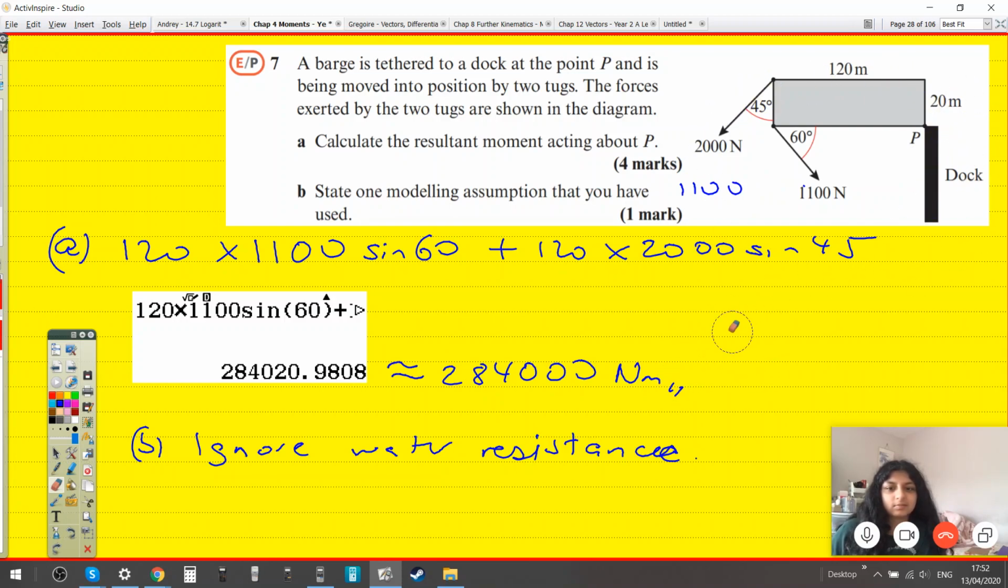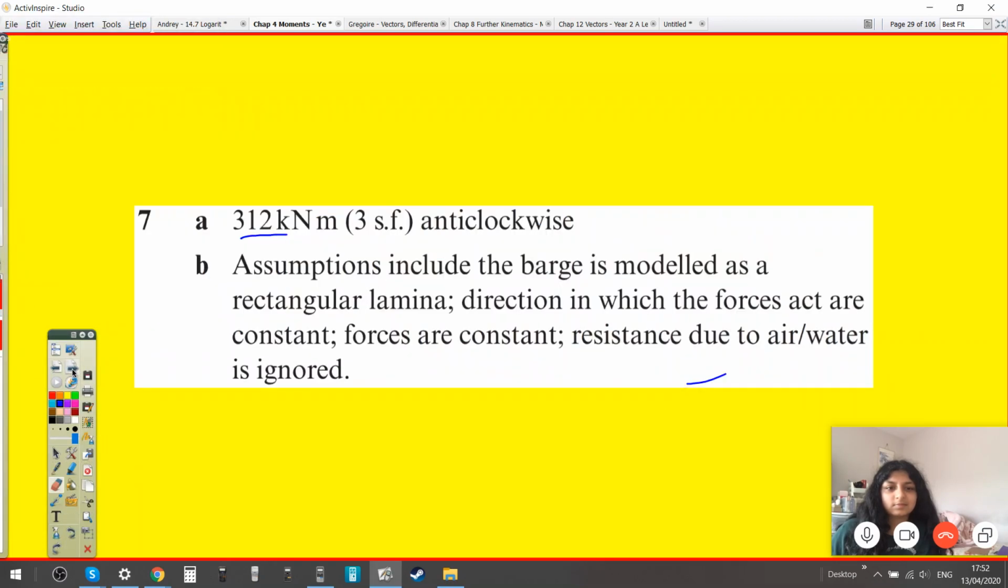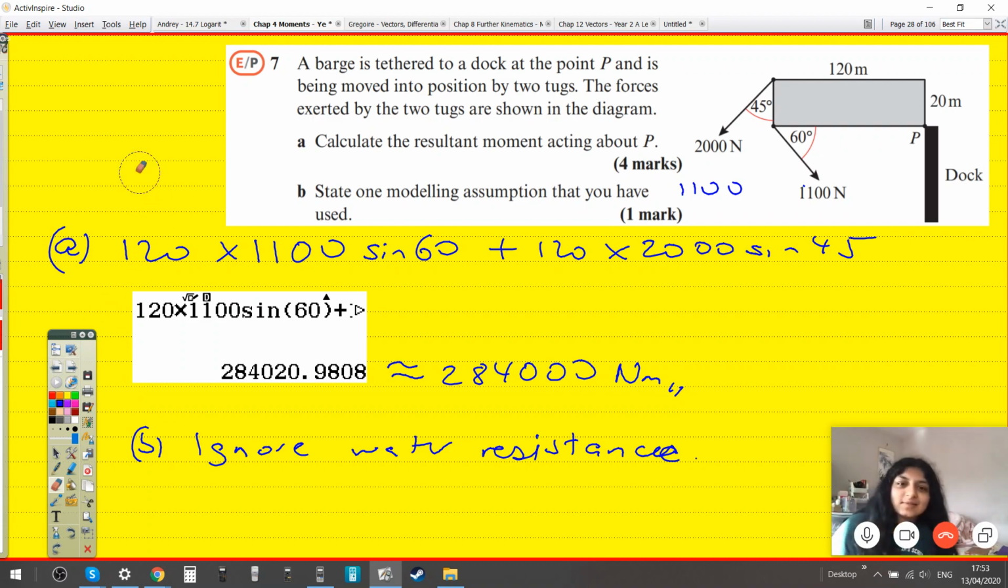There's a thinker. Is this answer correct? 312 to 3 sig fig, anti-clockwise. So the second part is right. I think their answer must not be correct. I mean, it's a very simple question. The second part one is a bit weird. But sometimes answers are wrong. Meters, newtons.